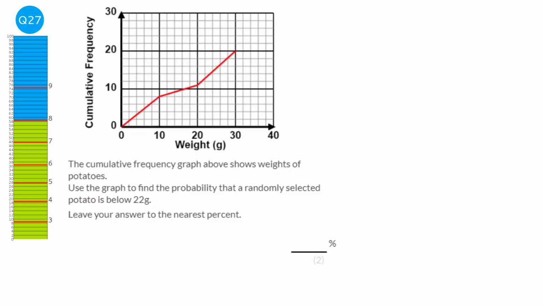So we're going to first of all find out how many potatoes were below 22 grams. So we're going to draw a line up at 22 and a line across, and that is 13. So there are 13 potatoes below 22 grams. And so to work out the probability of picking one below 22 grams, it's the amount that we have below that weight over the total amount of potatoes, which will be 20. So it'd be 13 over 20, which is equal to 65 over 100, so that would be 65%.